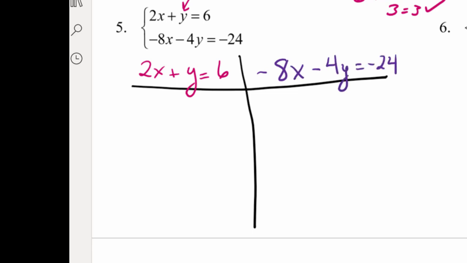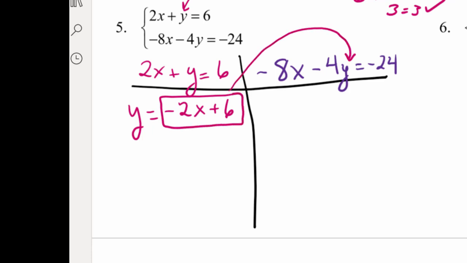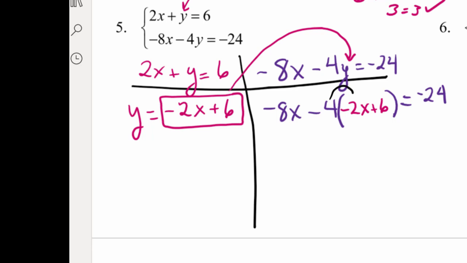Okay, very good. And now on the left-hand side, we have to solve for that y, so we're going to subtract the 2x, and then we're going to take that right-hand side here, and it gets substituted for the y. So we have negative 8x minus 4, and you're going to put a parenthesis here, and then you're going to put your substitution, negative 2x plus 6 equals negative 24. And now we're going to solve for x, so we're going to distribute the negative 4 here. So we get negative 8x plus 8x minus 24 equals negative 24.